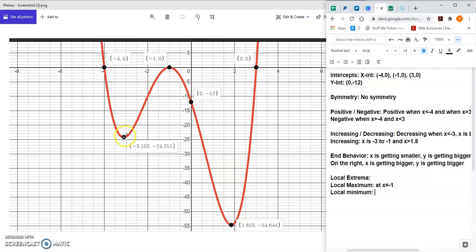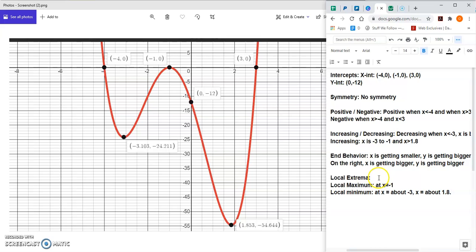There appears to be one right there at x equals about -3. Is there any other local minimum, any other valley? Yes, at x equals about 1.9. We used 1.8 before, so let's stay consistent. I'm not going to be too hard about rounding here. So local maximum, local minimum.